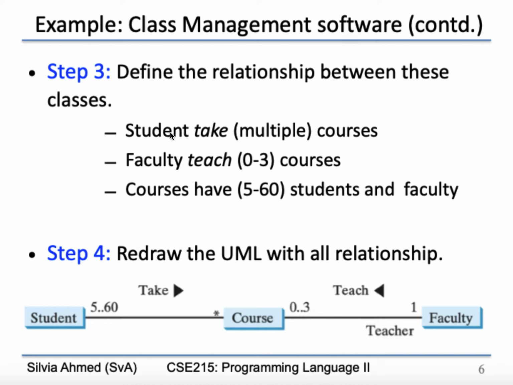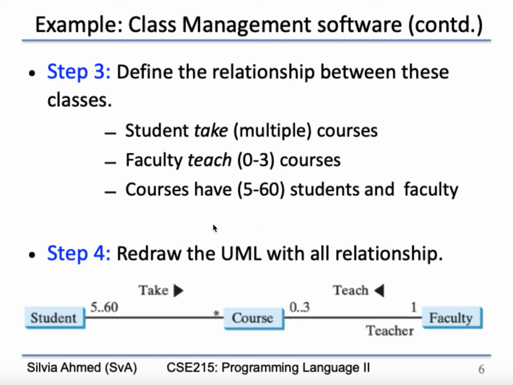which class or which object relates to how many instances of the other object. For example, a student takes multiple courses. A faculty teaches a minimum of 0 to a maximum of 3 courses. Then a course has a minimum of 5 students to a maximum of 60 students in a class and one faculty member. So here we quantify the relationship.